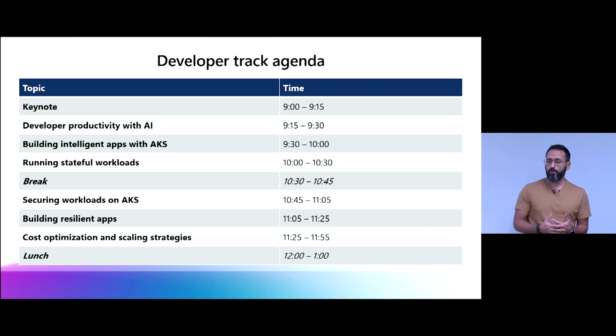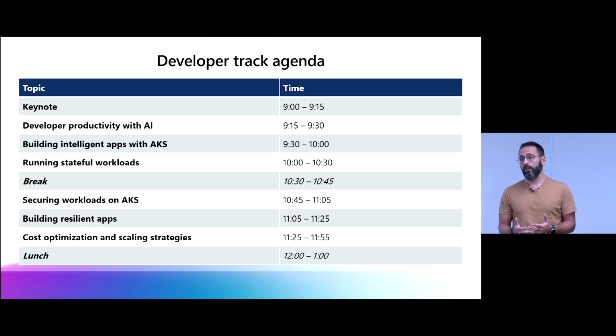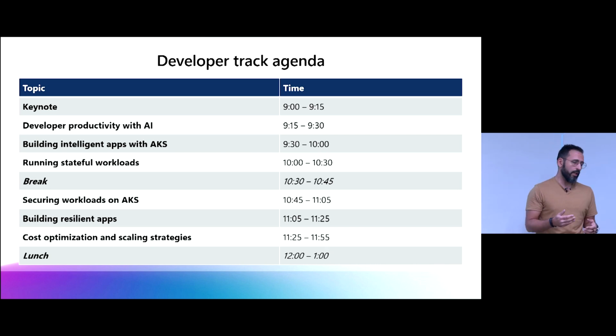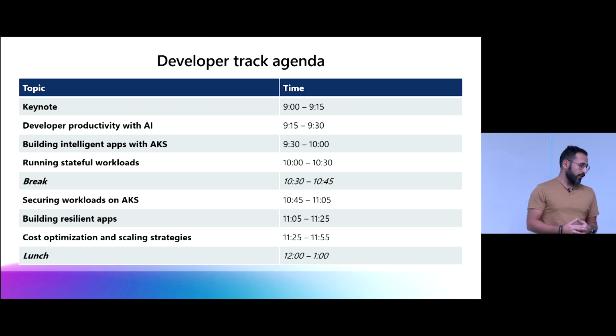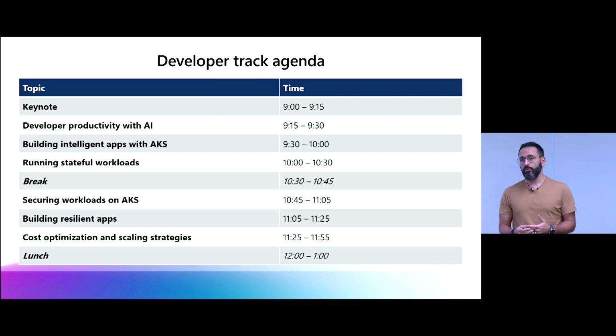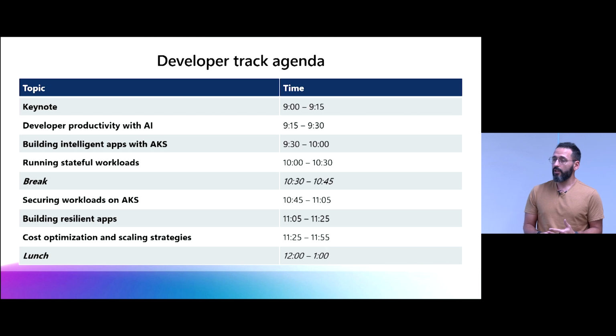And then after the break, we'll come back to talk about securing workloads that run on AKS from a developer perspective and how to build resilient applications, resilient to failures, resilient to upgrades and so forth. And finally, before lunch, we're also going to be talking about an important topic, which is how to optimize your applications for cost effectiveness and how to manage scaling that comes as part of that.